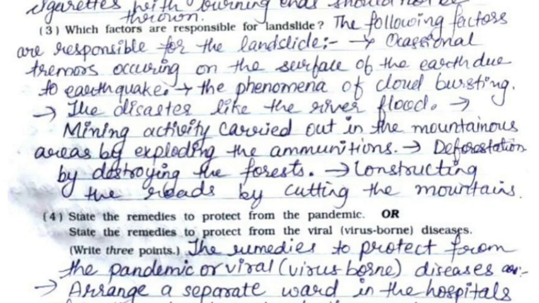Third question, which factors are responsible for landslide? The following factors are responsible for the landslide. Occasional tremors occurring on the surface of the earth due to earthquake, the phenomena of cloud bursting, the disaster like the river flood, mining activity carried out in the mountainous areas by exploding the ammunitions, deforestation by destroying the forests, constructing the roads by cutting the mountains.